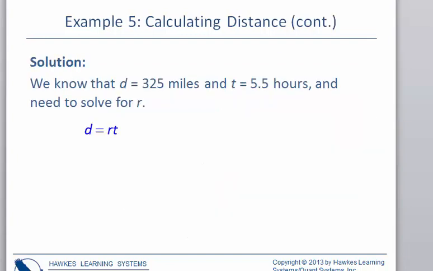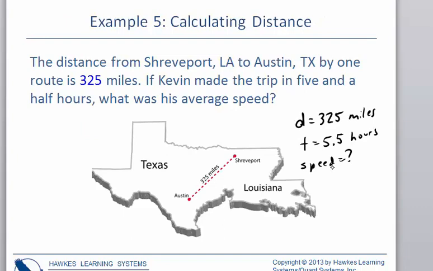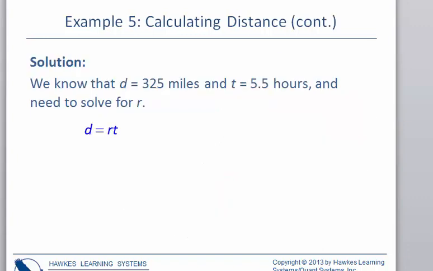So let's look at this. We know we have a formula that says distance is equal to rate times time. We know the distance is 325 miles. We've already said that. The time is 5.5. We already wrote that down as well back here. And so we can definitely use that formula. Distance is equal to rate times time. And we can say that the speed is going to be the rate that we're looking for.